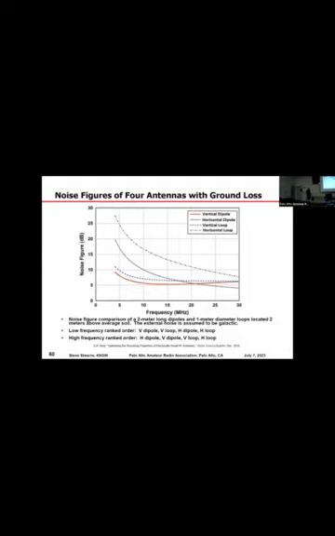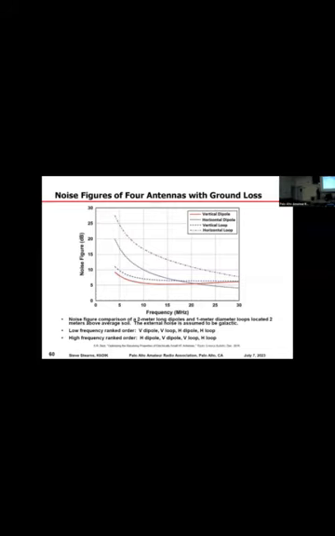And so what we find is, at low frequencies, the best antenna with the lowest noise figure is the vertical dipole. Second best is the vertical loop. The third best is a horizontal dipole. And the fourth best is the horizontal loop. As we go up in frequency, these curves cross.